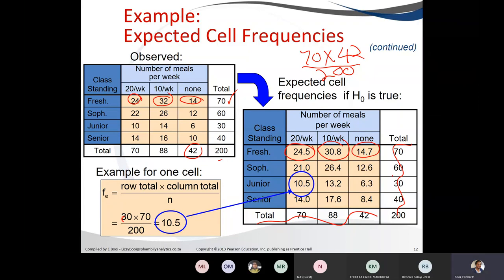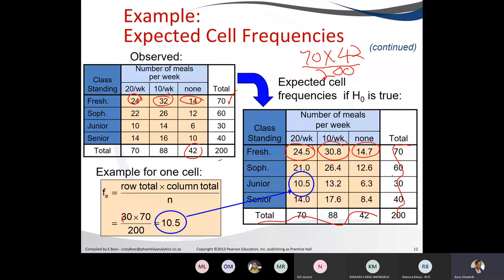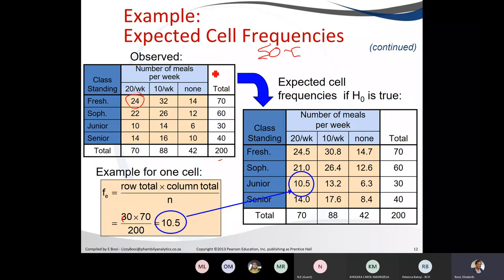So now once you have the expected value, then we can go calculate the test statistic, or we can go find the critical value first, whichever one. So in this instance, I'm calculating the test statistic. So the test statistic, we know that it's your observed minus your expected squared divided by your expected. So going back to the table, we know what our observed are. Remember, it is the summation of your observed minus your expected squared divided by expected.